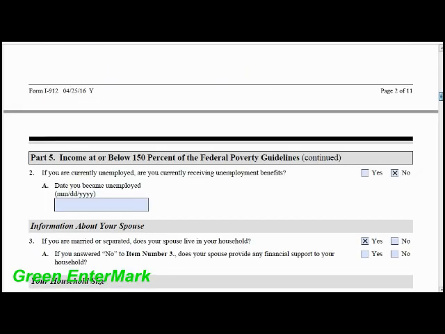Then the second bullet point of part 5 is, if you are currently unemployed, are you currently receiving unemployment benefits from the state, just like social security benefits or unemployment benefits? If you are getting it, check yes. If you are not, check no. If you check yes, you have to mention the date from which you are getting the benefits.